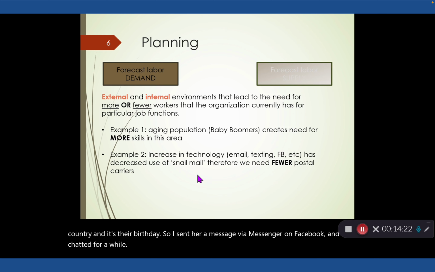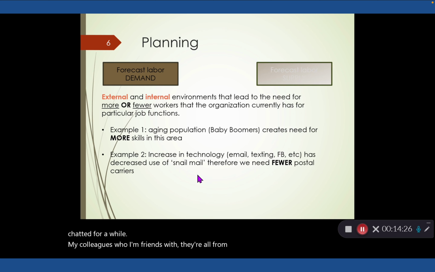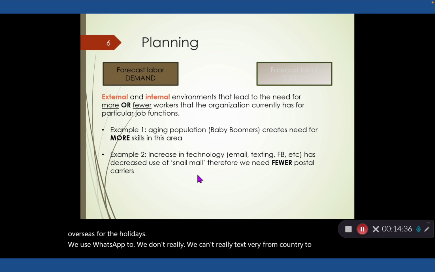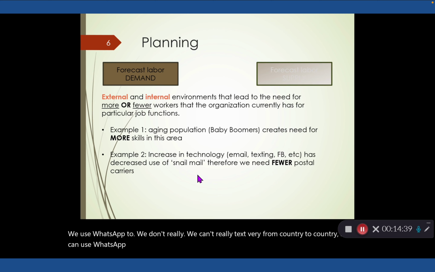My colleagues who I'm friends with are all from different countries, and when they go overseas for the holidays, we use WhatsApp. You can't really text very easily from country to country, but you can use WhatsApp. So I don't even really use email anymore.